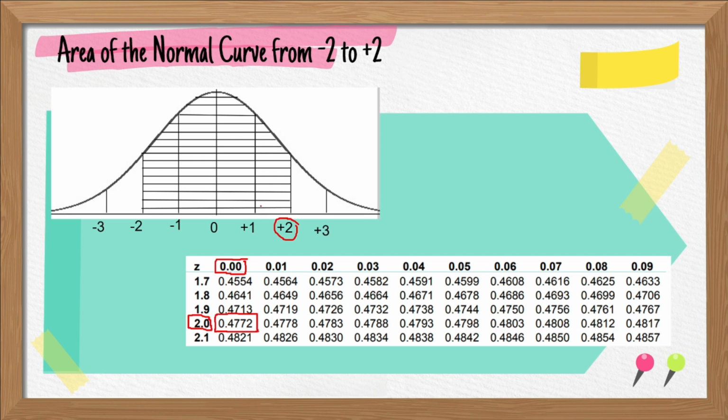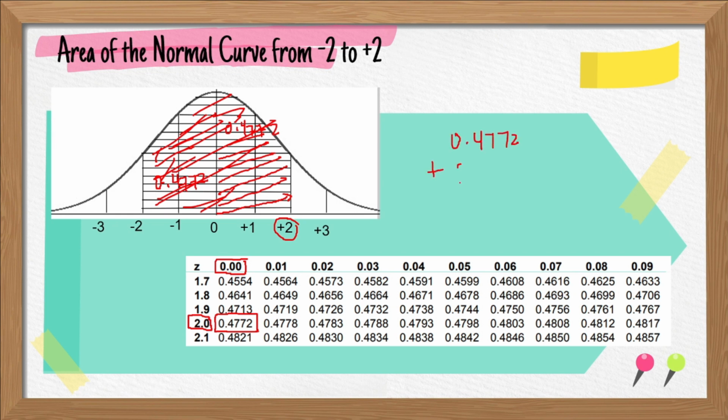0.4772. So, that means ang area from 0 hanggang 2, yan, ang area niya ay 0.4772. So, yung kabila, ganun din. 0.4772. So, kung kukunin natin yung kabuuang area ng shaded region na to, i-add lang natin sila.